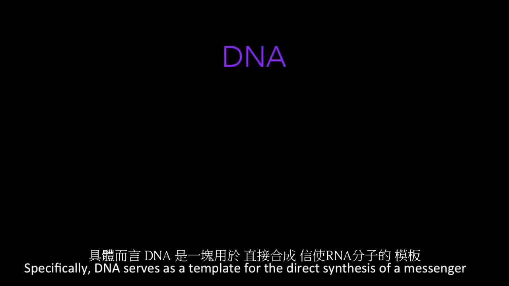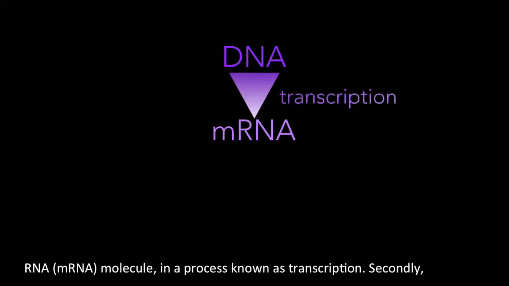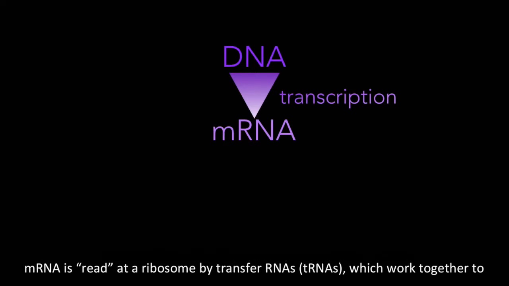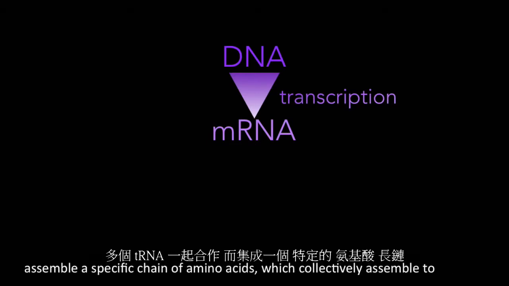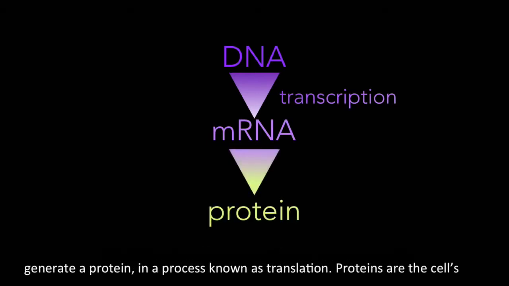Specifically, DNA serves as a template for the direct synthesis of a messenger RNA molecule, also known as mRNA, in a process known as transcription. Secondly, mRNA is read at a ribosome by transfer RNAs, also known as tRNAs, which work together to assemble a specific chain of amino acids, which collectively assemble to generate a protein, in a process known as translation.